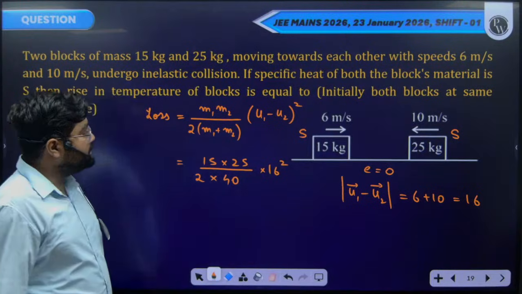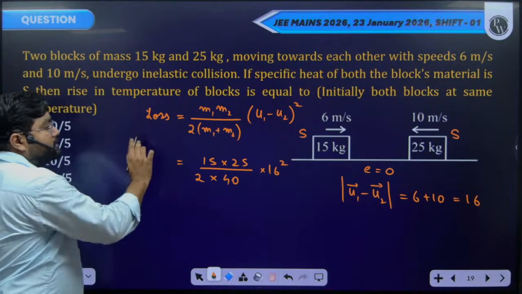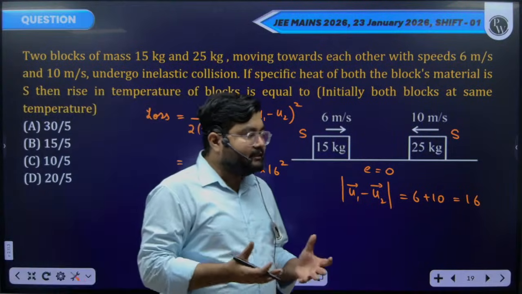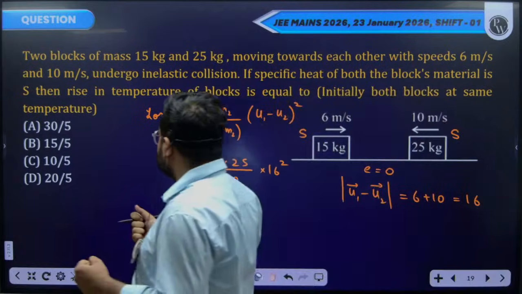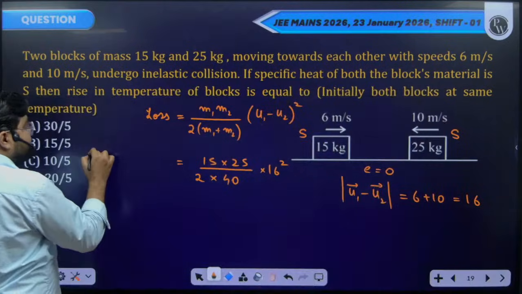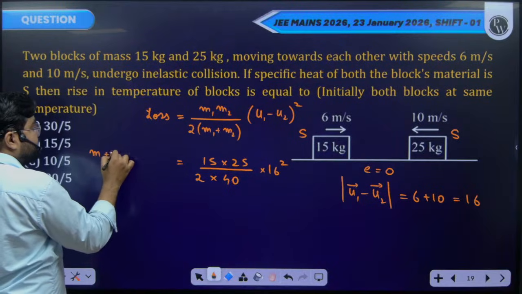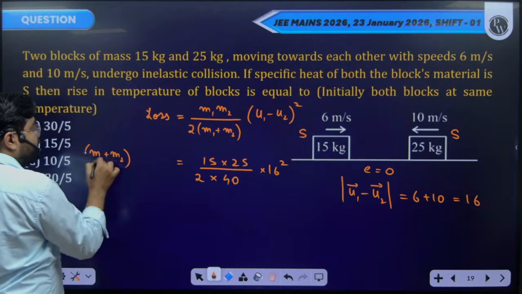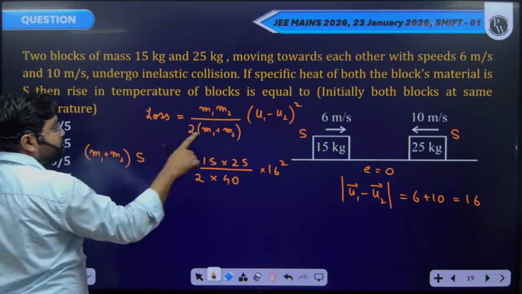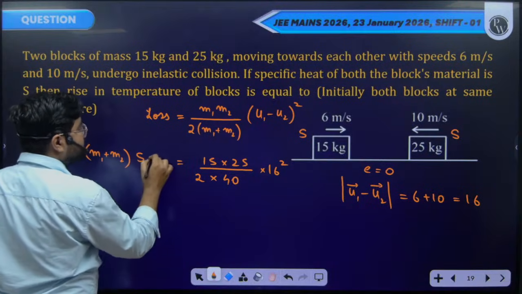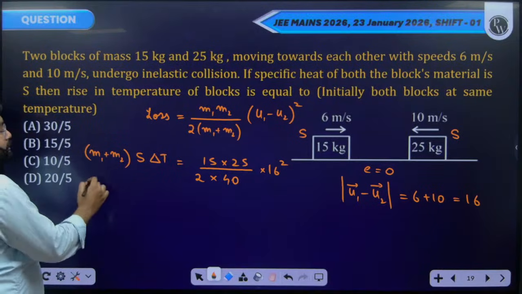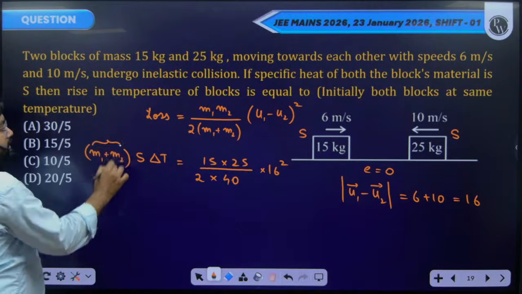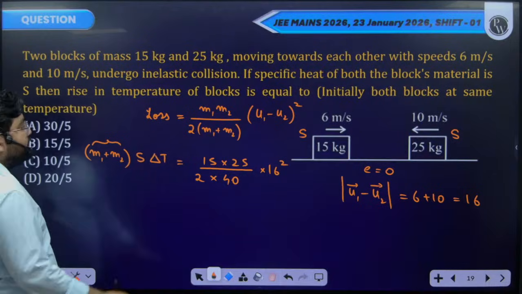This is 16 square. Now this loss is manifested as the rise in temperature of the blocks. The temperature of the blocks will get raised. So this loss can be written as (m1 plus m2) S, where S is the specific heat of both the blocks, into delta T. And this m1 plus m2, how much is this? This is 25 plus 15, 40.